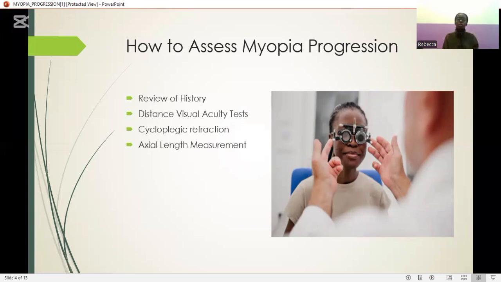And then we have visual acuity, which tests the quality of vision in a person. And then we have cycloplegic refraction, because cycloplegia relaxes accommodation, hence enables you to have effective results, especially for children who are our key area of focus at this point. And then we have axial length measurement. As we mentioned before, axial length is a major factor in myopia progression. Next slide, please.